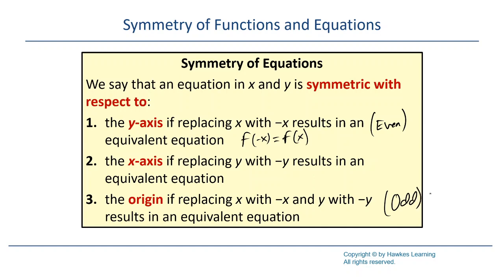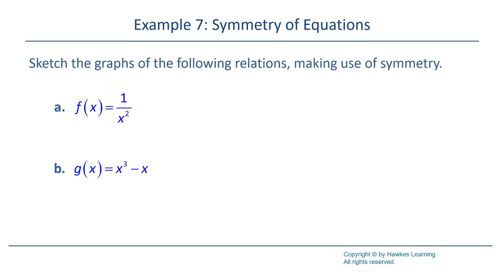The second one is important, but mainly because we can get the odd function of both x and y-axis symmetry simultaneously, that's our preferred one. So, sketch the graphs of the following relations and make use of symmetry.